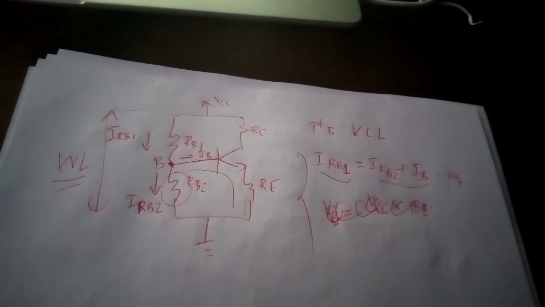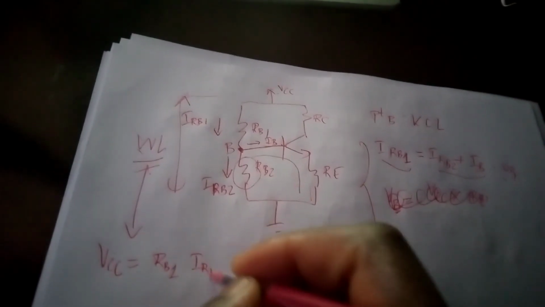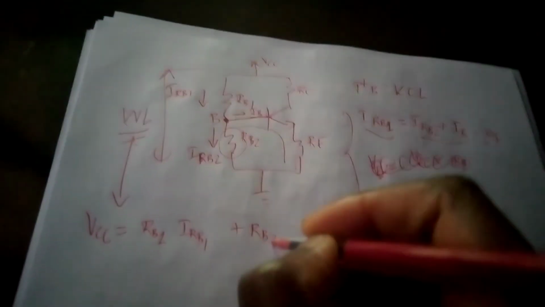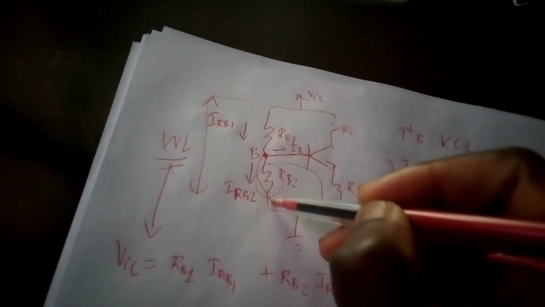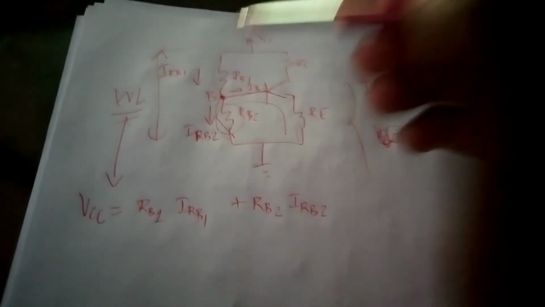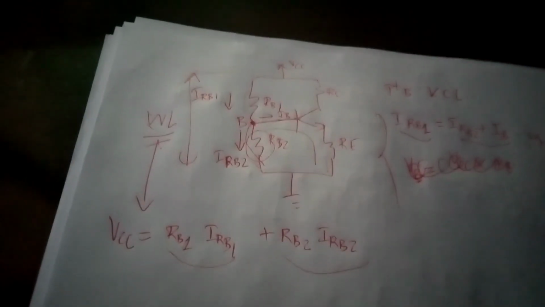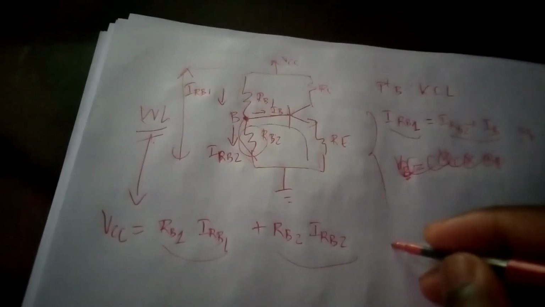The other equation I wanted to say is, if you apply Kirchhoff's voltage law in that loop, you get that VCC is equal to RB1 times IRB1 plus RB2 times IRB2. Because current flowing there times that resistor gives the voltage drop there, and the current flowing here times that resistor gives the voltage drop there. The sum of these voltage drops gives you VCC. You agree? The voltage drop across RB1 plus the voltage drop across RB2 gives VCC. So that will be your equation 2.